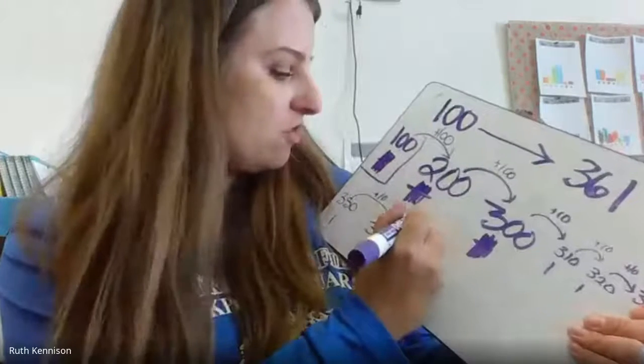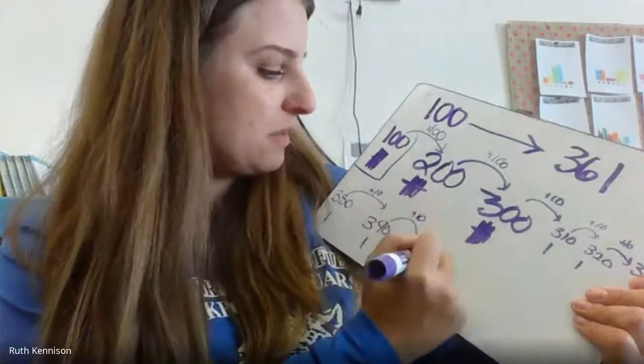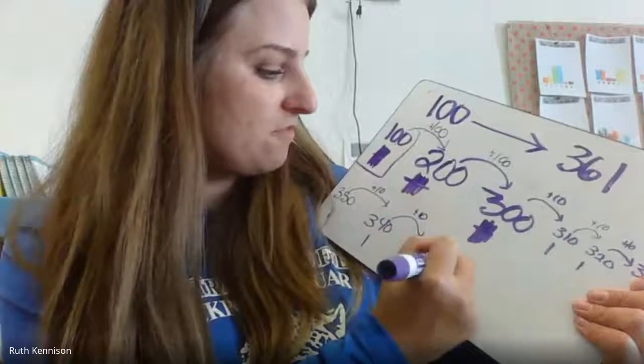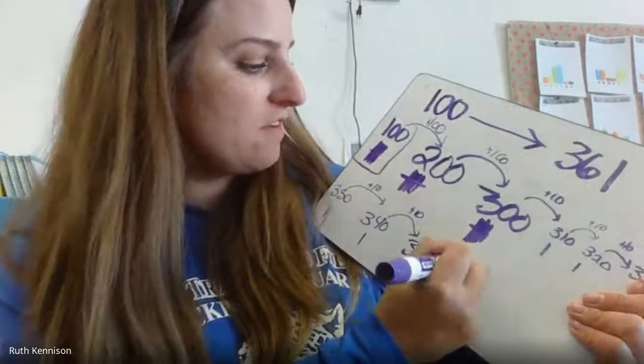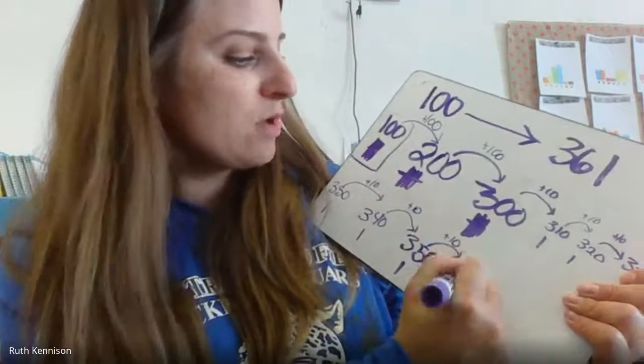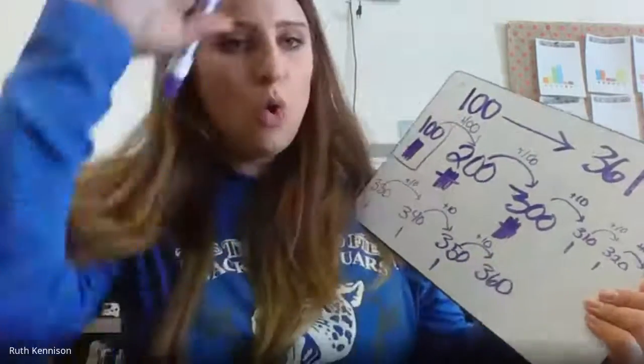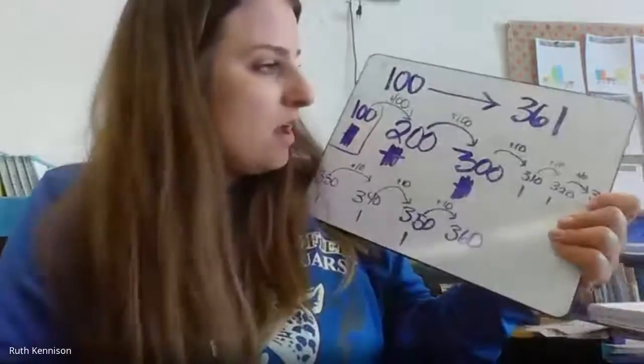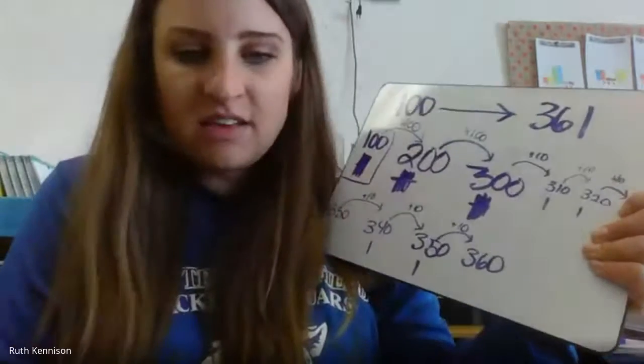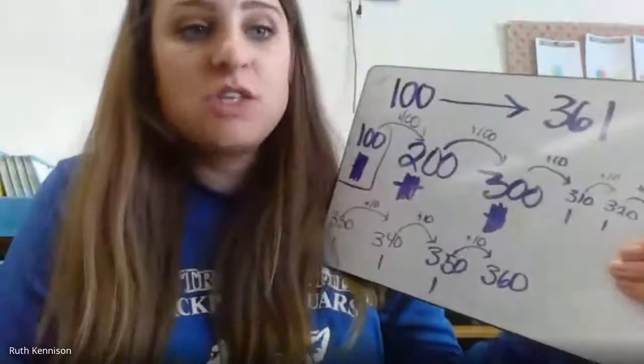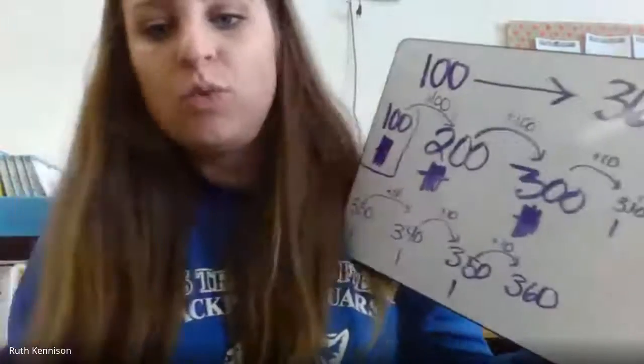Oh, very good, Troy. Thank you. 340 plus 10, 350. 350 plus 10, 360. Oh, we're almost there. Now I can't keep counting by tens because that would put me at 370 and that's too big. So what am I going to do?